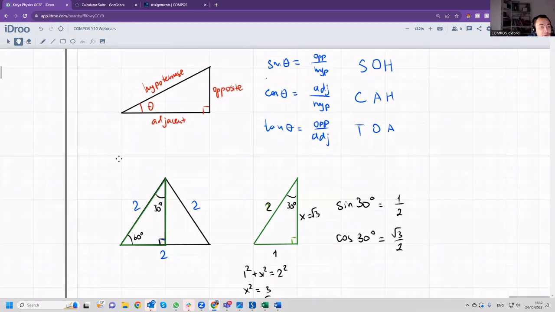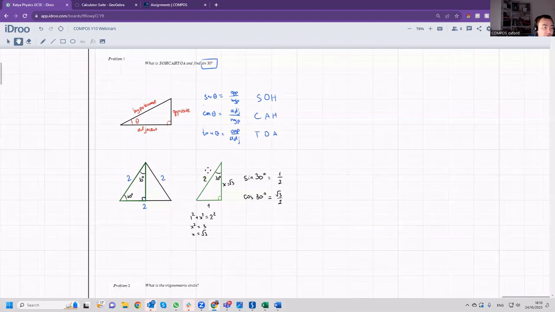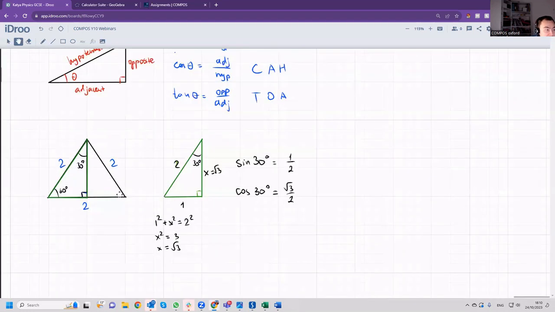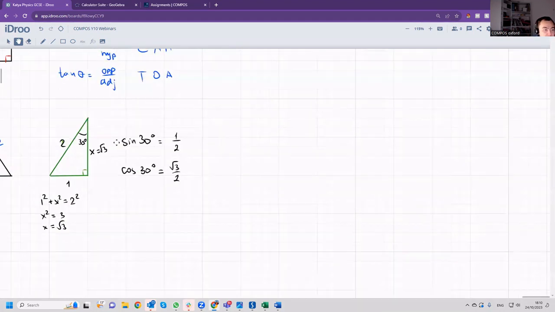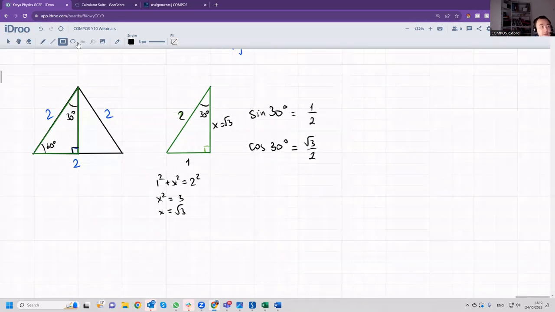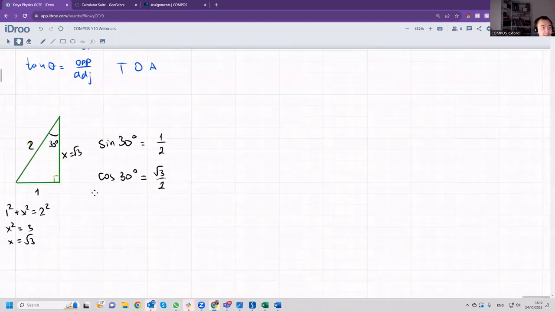Okay, so this is how you find that. You do a very similar thing for the 45, 90, 45 triangle. You just invent a triangle. Now, if we go back, why did I choose 2? Well, you could choose anything. It doesn't matter what you choose. It doesn't matter the side, because the side could be a.